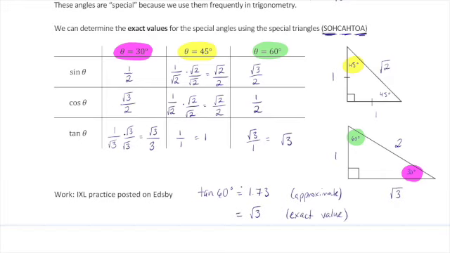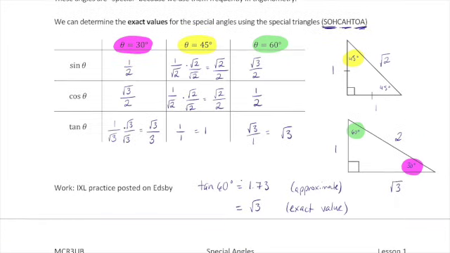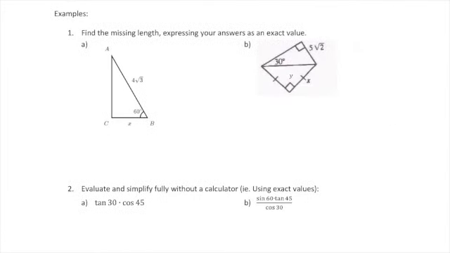Okay, so let's put this into practice, and we'll actually go and do some examples. If we look at the first one, it says find the missing side length, expressing your answers as an exact value. So we'll look at what this value here equals, so x.